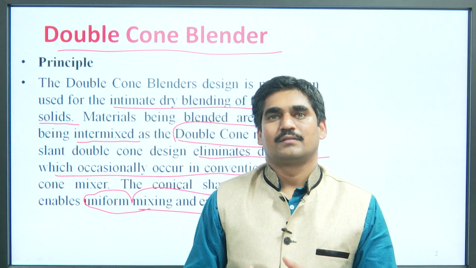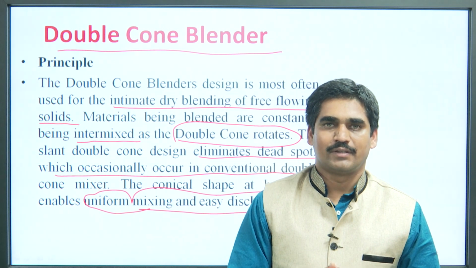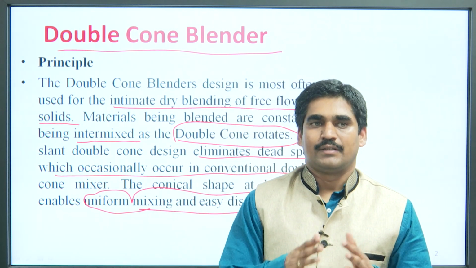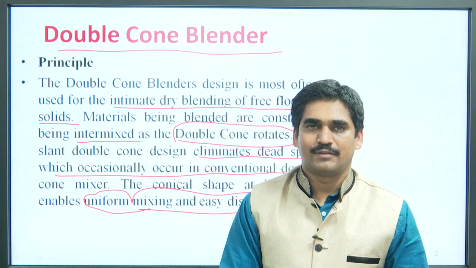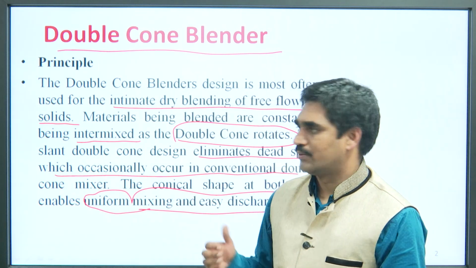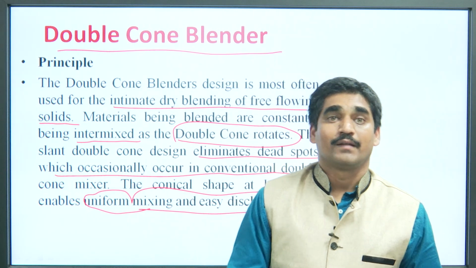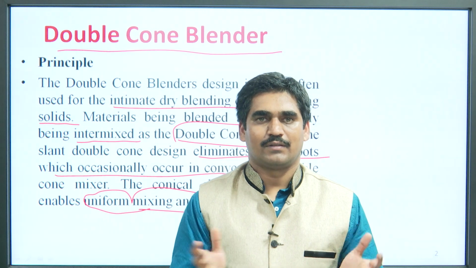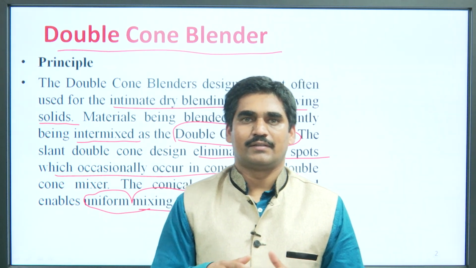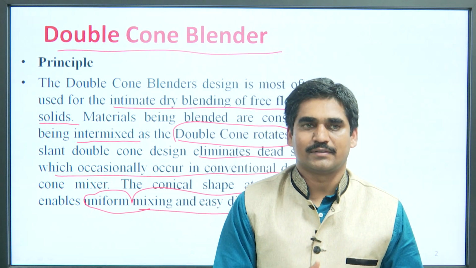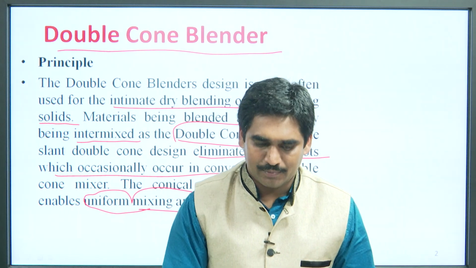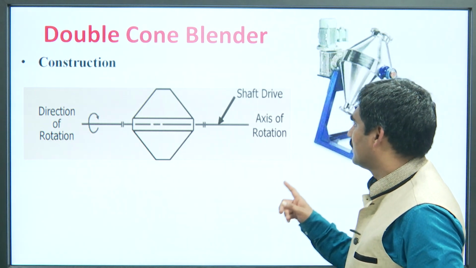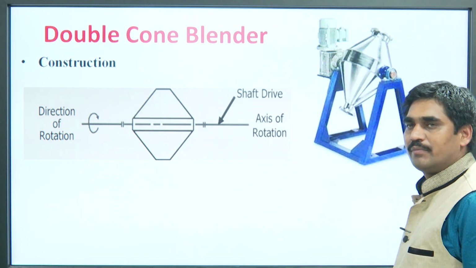In this case, as the double cone blender rotates, intermixing of particles takes place. It eliminates dead spots which occur due to the double cone mixer, and gives uniform mixing and easy discharge. The shape of the blender is such that uniform mixing and easy discharge is possible. See, this is the typical diagram of a double cone blender.